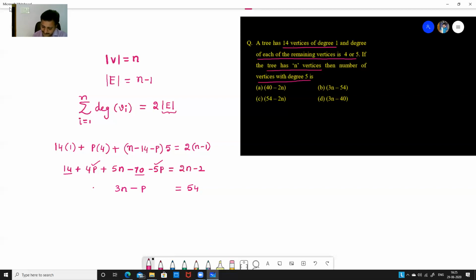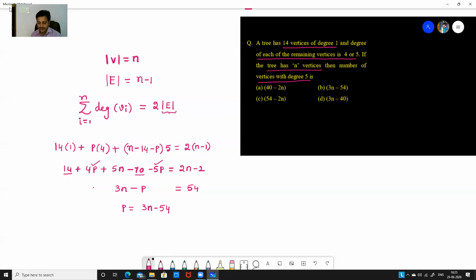Remaining 56, if you bring it to the right side, that is plus 56. 56 minus 2 equals 54. Now 3n minus p is equal to 54. But what did they ask in the question? From this we can say p is equal to 3n minus 54.